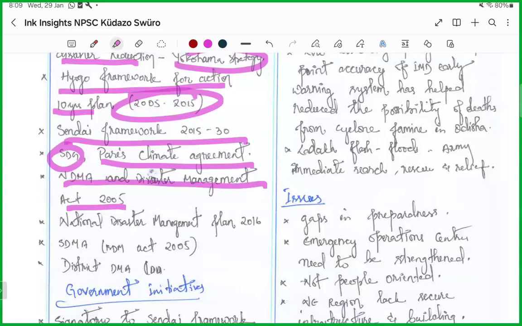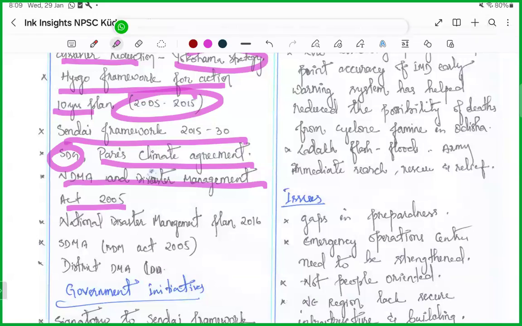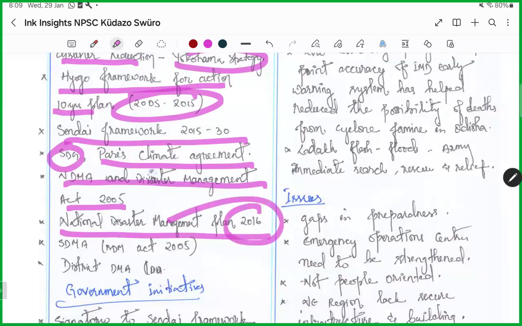Did you study this one or not, the NDMA Act 2005? Okay, so these are legislative measures taken up by the government to regulate, as mitigation measures. The NDMA Act 2005 is one of the mitigation measures, so it is important. Now the National Disaster Management Plan 2016. The National Disaster Management Act 2005 and the National Disaster Management Plan 2016 are two very important things when it comes to disaster management.